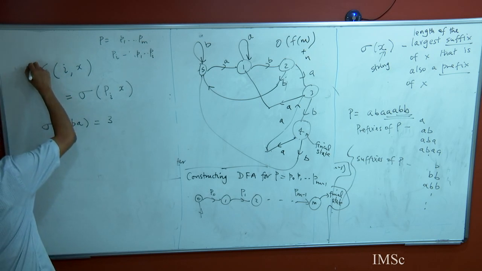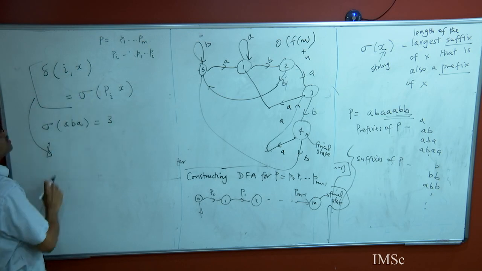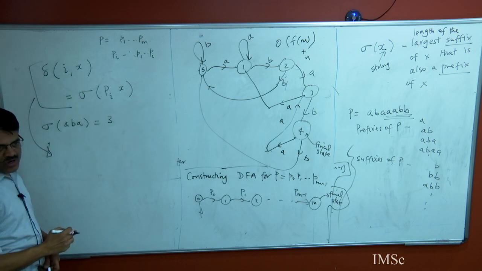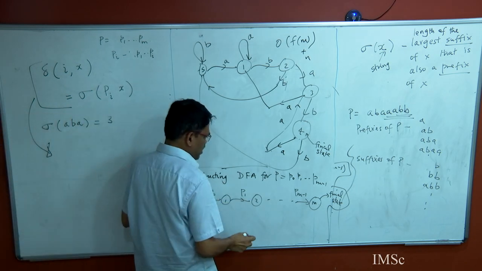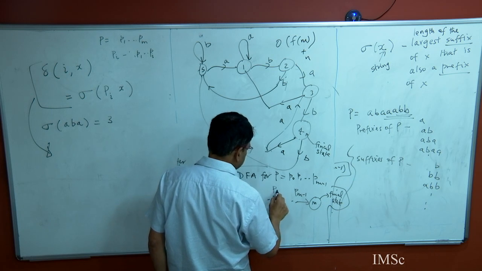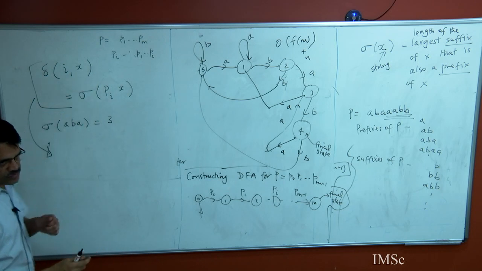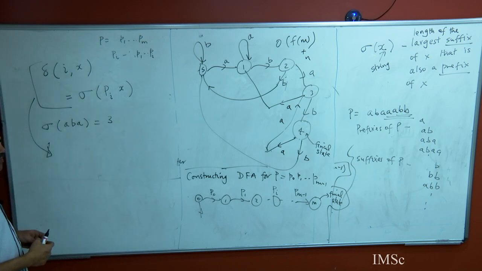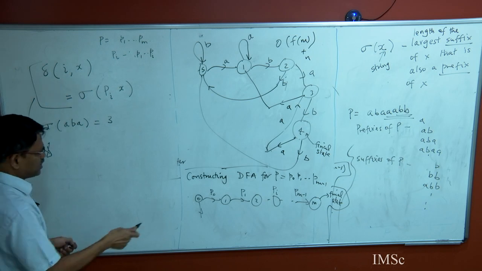So here is my definition of the transition function. Let us see why that is true, based on our understanding of what these Pi are. Suppose I am in state Pi. From this figure, what does that mean? I have seen i characters of the pattern. I have matched i characters of the pattern, that is what it is.